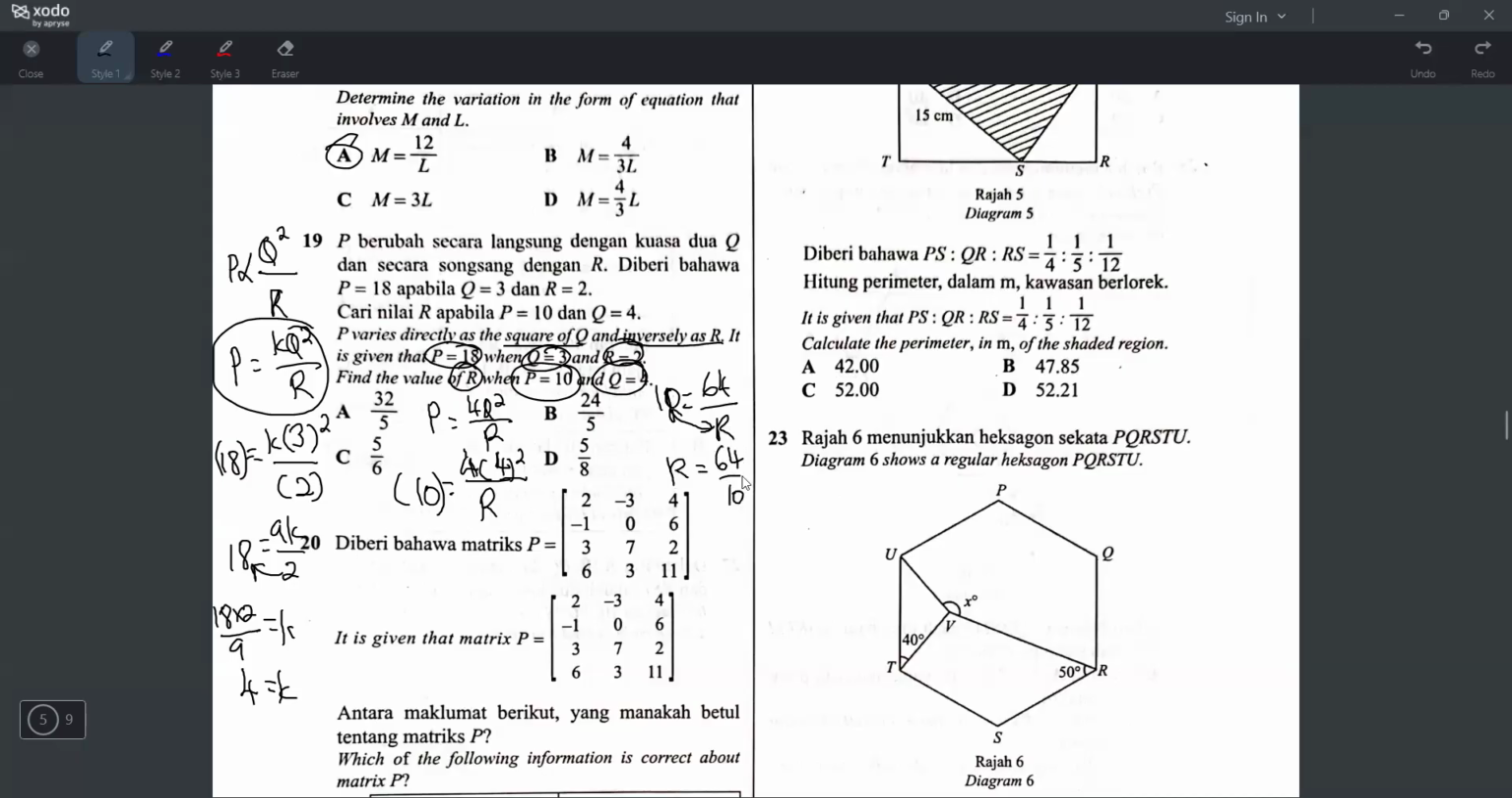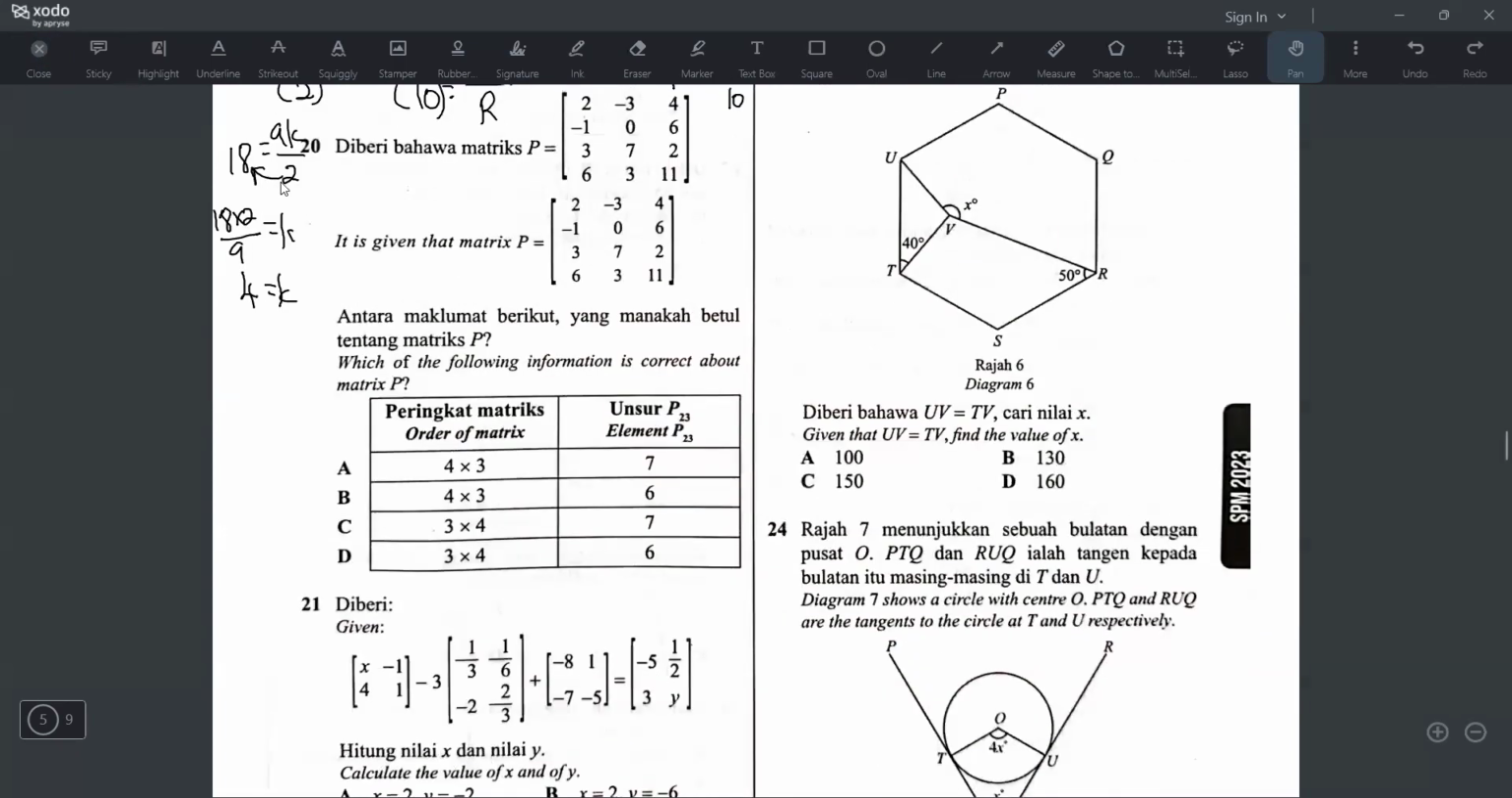So it means they just tukar tempat lah. And then I just tekan 64 bahagi 10, and my calculator will give me the answer. So the answer is 32 over 5. Okay, so A is the answer. Okay, sudah siap. Okay, let's continue.